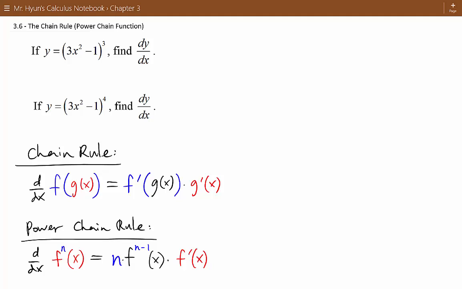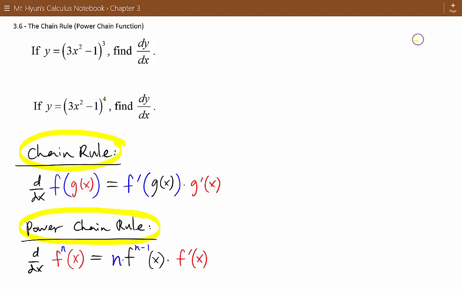So if you look at the chain rule, it tells us to always take the derivative of the outside first, leaving the inside intact, and multiplying it by the derivative of the inside. But when you're dealing with a function raised to a power, this can be considered a power chain rule problem.